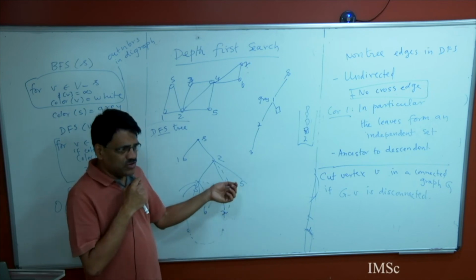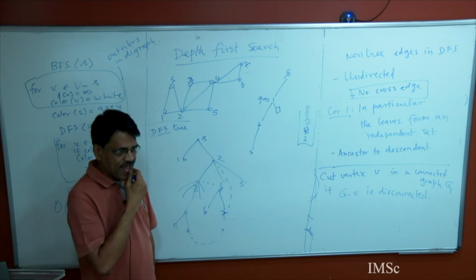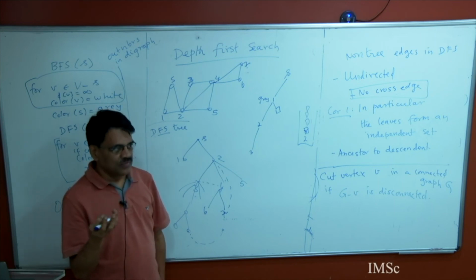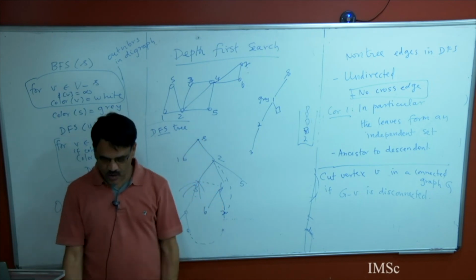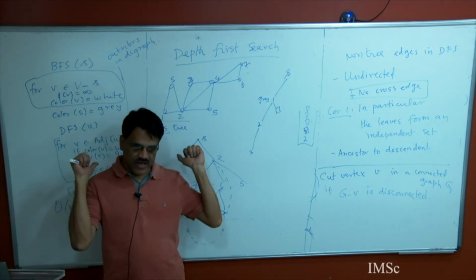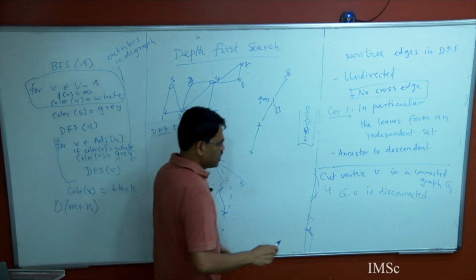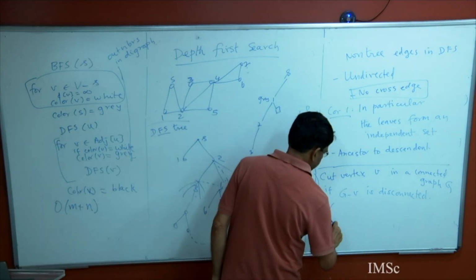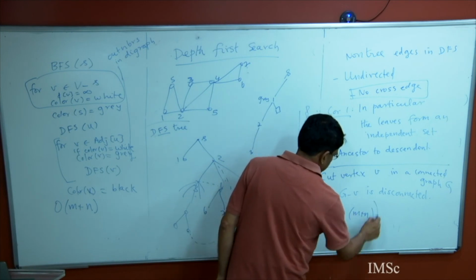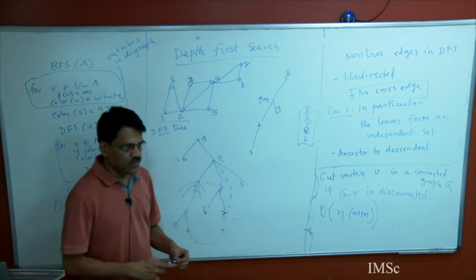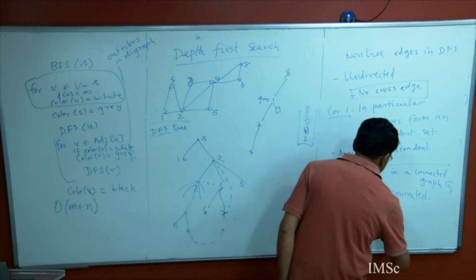So first of all, what would be a simple brute force algorithm to do this? Take any vertex, remove it, and look at the remaining graph. We know how to check whether it's connected in order m plus n time. So that would give us how much time? N into m plus n time, because you just remove every vertex and check for connectivity, right?